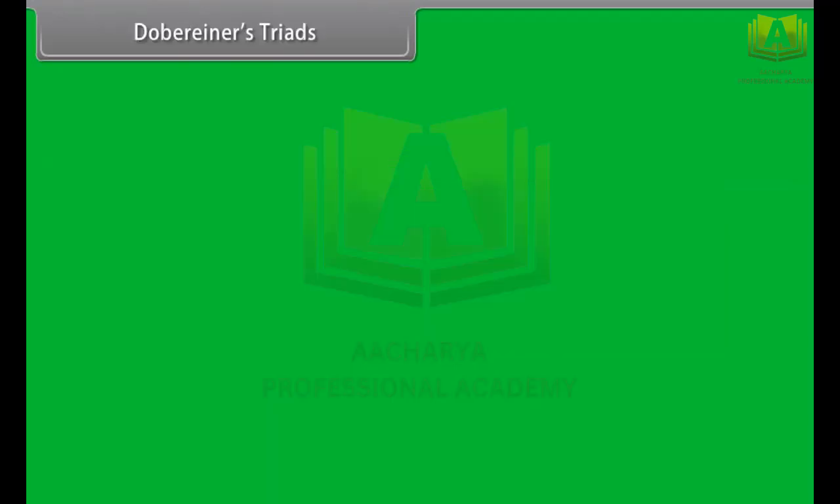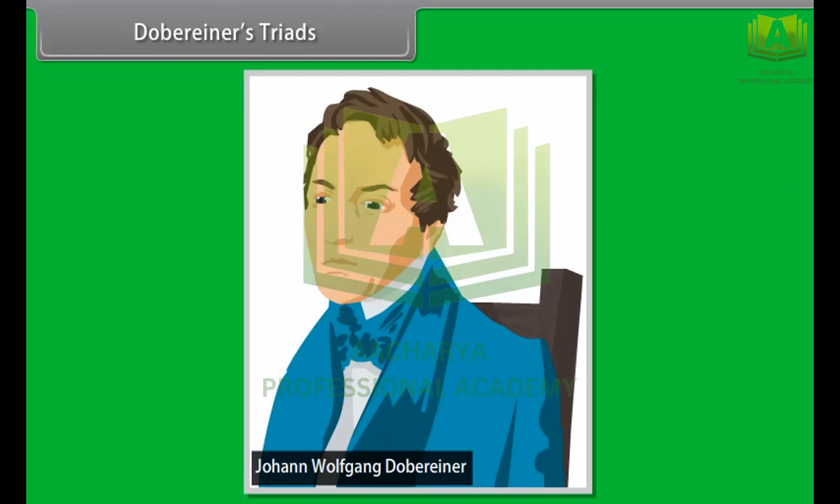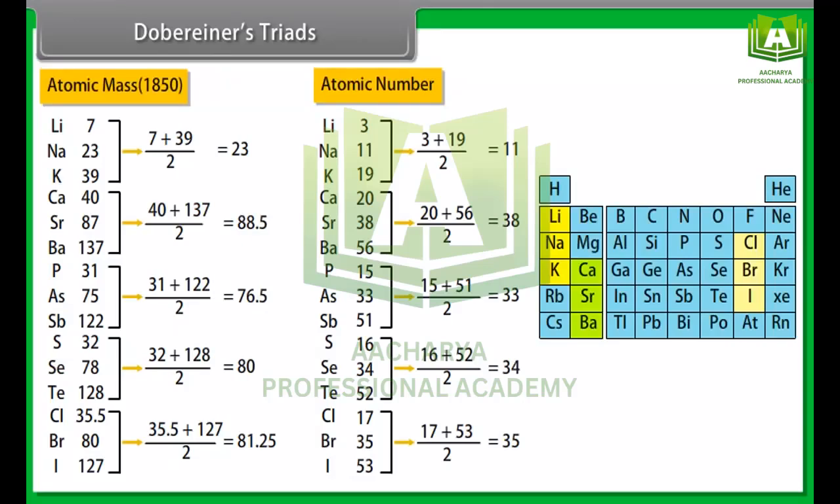classify them. Dobereiner's triads. In 1829, Dobereiner, a German scientist, made groups of three elements, each based on their properties. He named them triads. He observed that the atomic mass of the middle element of a triad was equal to the arithmetic mean of the atomic masses of the other two elements.